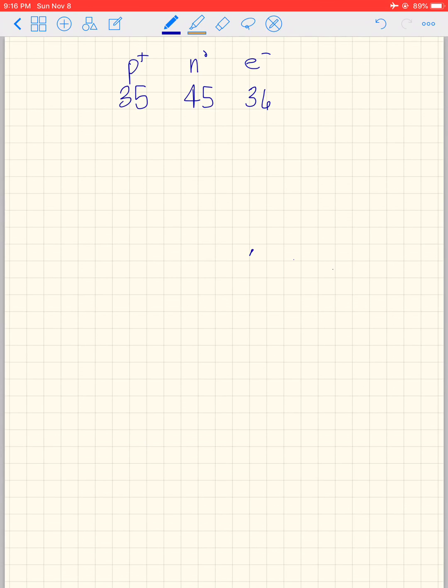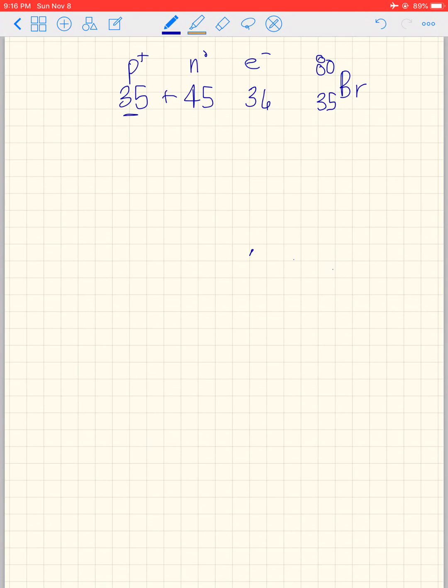I'm going to look at my periodic table to see what element it is. I believe that it's bromine. I'm correct. So I'm going to write Br. I remember to put my 35 down here, and remember I'm not going to put 45. I have to add those two to get my atomic mass, and my atomic mass is going to be 80.